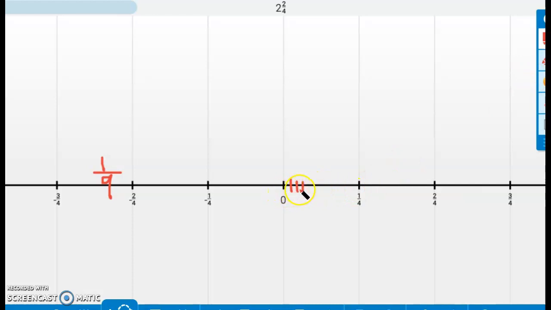So 1, 2, 3, 4, 5, 6, 7, 8, 9. Now we do it again. 1, 2, 3, 4, 5, 6, 7, 8, 9. Now the last one. 1, 2, 3, 4, 5, 6, 7, 8, 9. Cool. So that leaves us with 1/9.